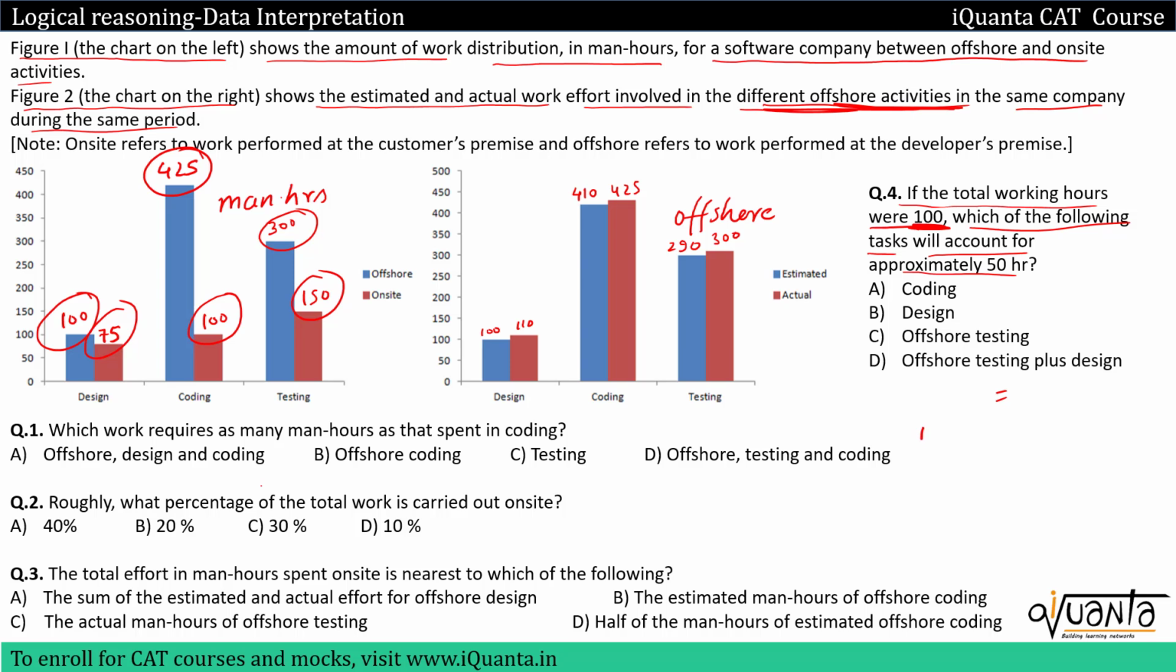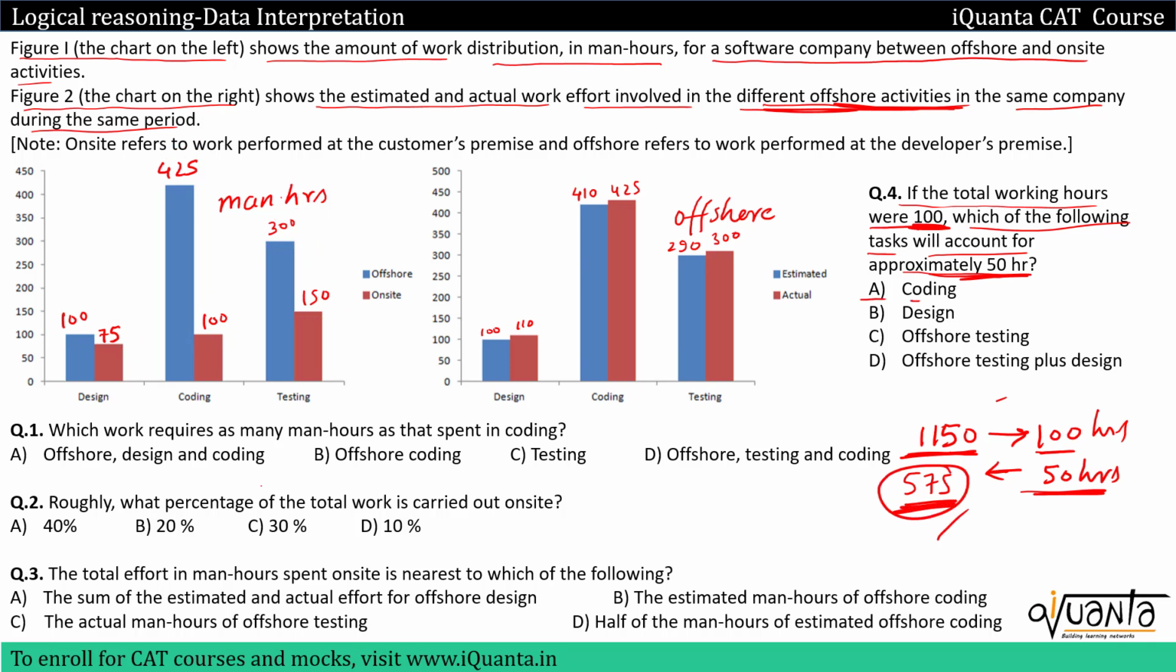So now we have been told that 1150, which was the total working hours, we have to take it equal to 100. Then we have to find out which of the following tasks will account for approximately 50 hours. For 50 hours, it will be exactly half of 1150, right? Because for 100 hours it is 1150, for 50 hours it will be exactly half of 1150, which gives us 575. So now from the options we have to check which one accounts for 575 man hours.